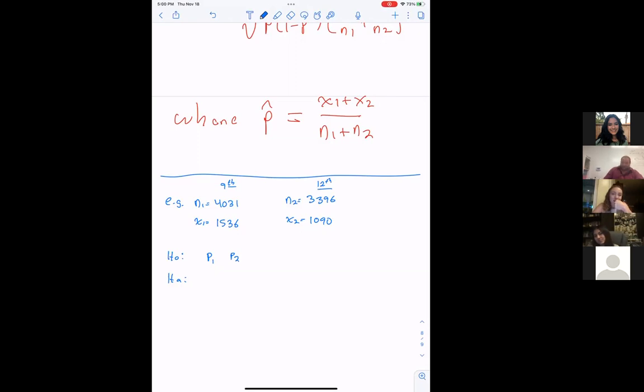So the null hypothesis is that P1 minus P2 is 0. Yes, that there's no difference between P1 and P2, whatever they might be. I don't know what they are. I'm claiming that there's no difference. And what is my alternative going to be? What do I want to see if there's evidence for?